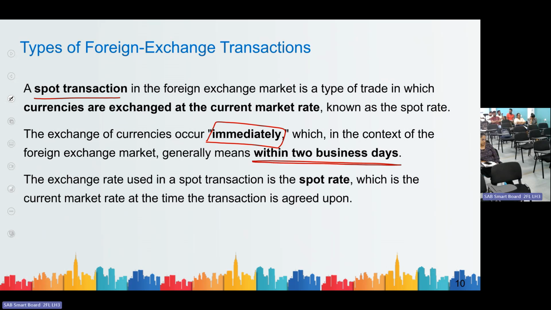A spot transaction in the foreign exchange market is a type of trade of currencies in which currencies are exchanged at the current market rate. So currencies, let's say LKR and USD, are exchanged at the current market rate, and they are exchanged immediately, generally within 2 working days. The exchange rate used in a spot transaction is the spot rate. So the current market rate is the spot rate.